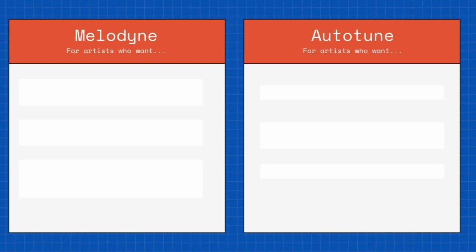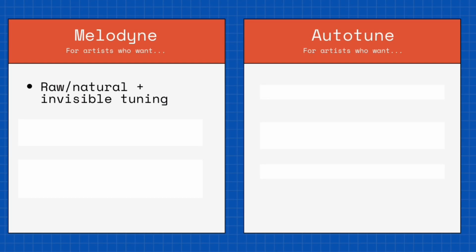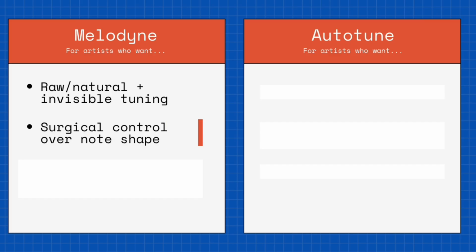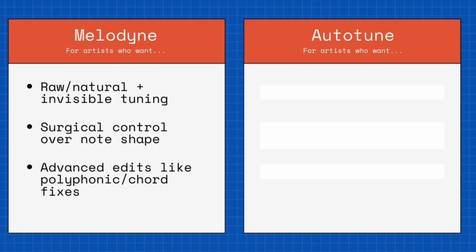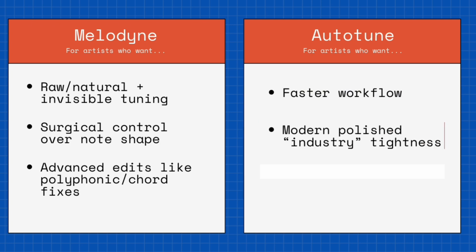Melodyne is great for artists who want more of a raw, natural sound, so the tuning is kind of invisible. They want surgical control over the note shape. And they like advanced edits like polyphonic or chord fixes, which means you can edit one particular note in a chord. Autotune is great for artists who want a faster workflow, a more polished industry tightness, and stylized control, meaning you can make it sound more or less pitch corrected with one knob.